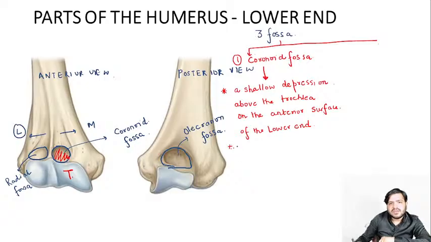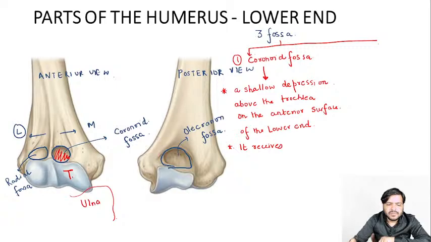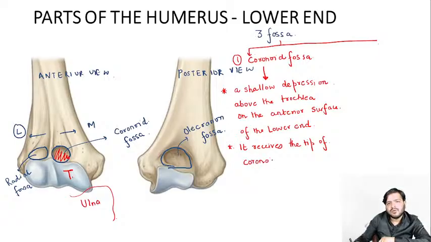Now what is its function? It receives, because this is on the medial side, the bone below will be the ulna. It accommodates the tip of the coronoid process of the ulna during flexion. So it receives the tip of the coronoid process of ulna in full flexion of the elbow.